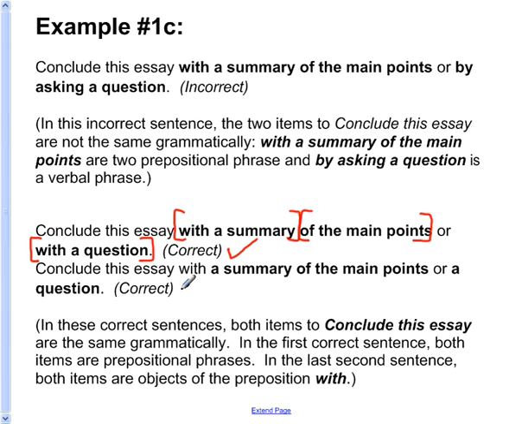What we've done in the last example is we have used the word with before both items to apply to each item. So conclude this essay with a summary, which is an object of the preposition with, and conclude this essay with a question, which is an object, again, of the preposition with. The first item is an object, the second item is an object. So they're both objects. So both items in the list are the same grammatically. This list also is in parallel.